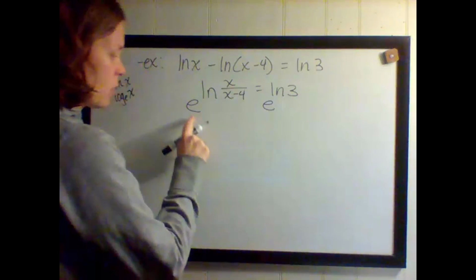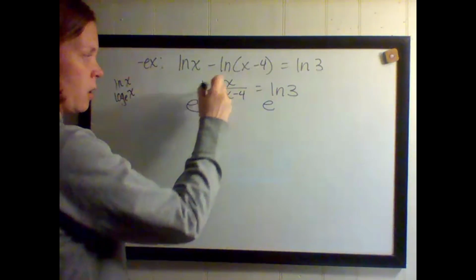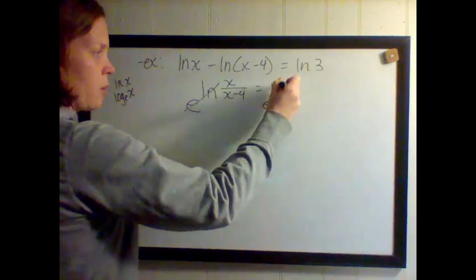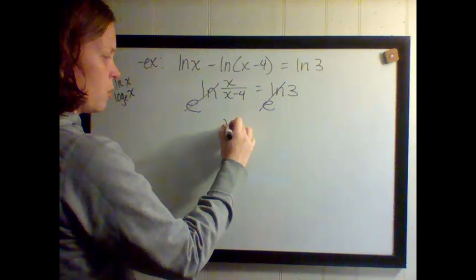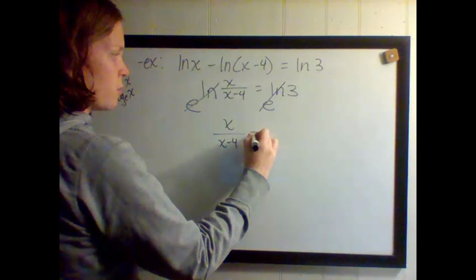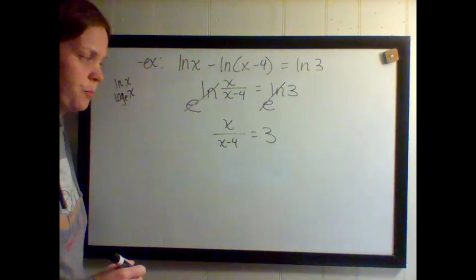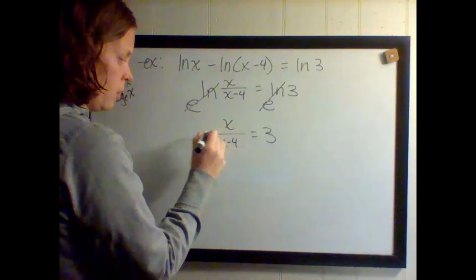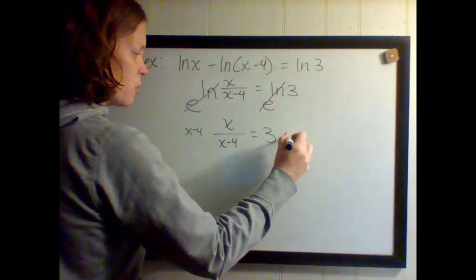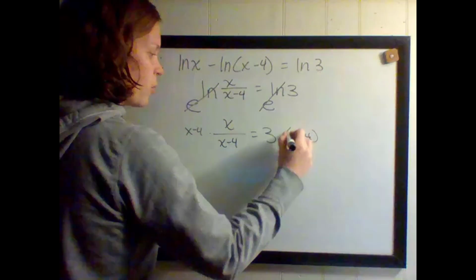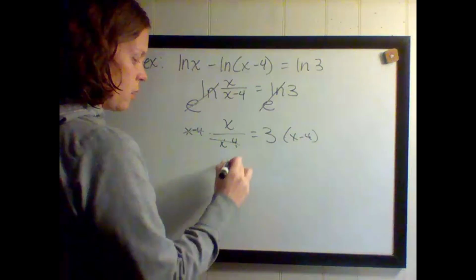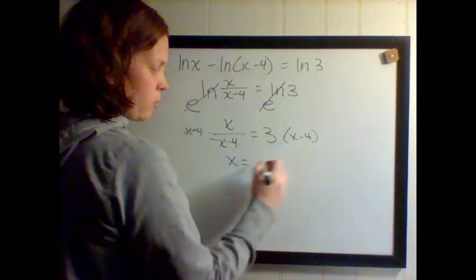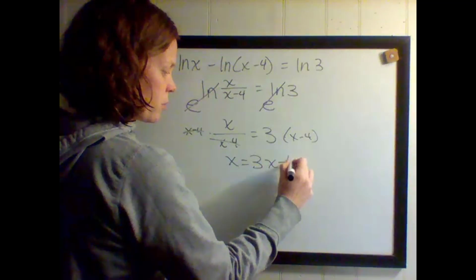What's going to happen is e to the natural log is going to cancel out. So I'm just left with x over x minus 4 equals 3. And now from here, I want to get rid of this fraction, so let's multiply both sides by x minus 4. That will cancel out on the left side. On the right side, I'm going to do some distributing: 3x minus 12.